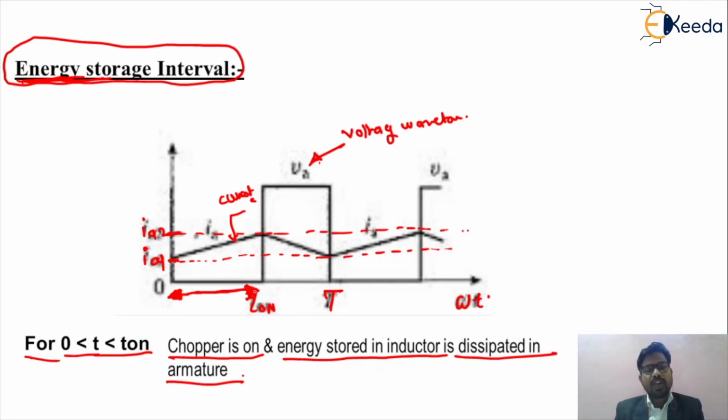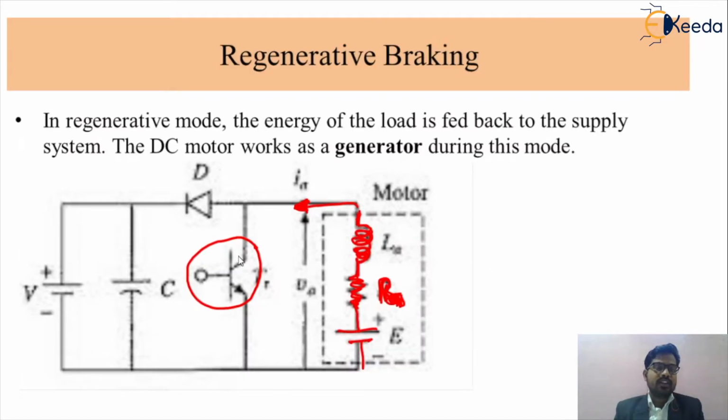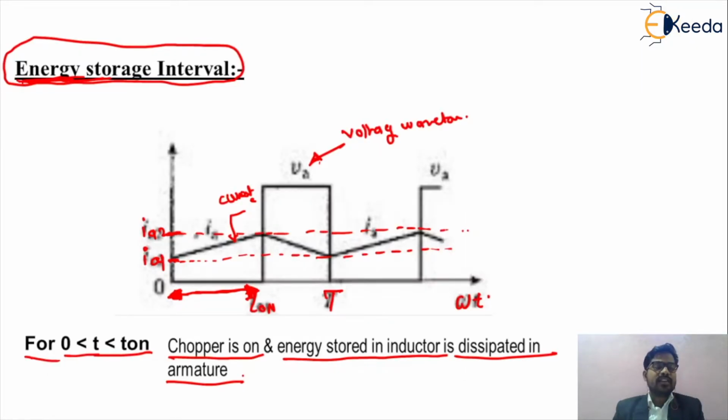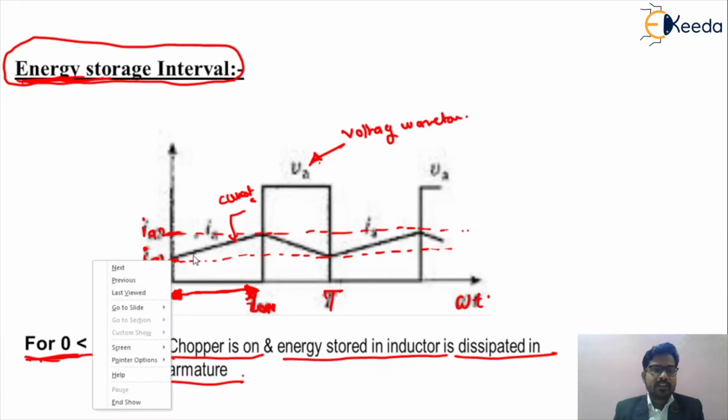In that particular period, the chopper circuit is in the on condition. When the chopper circuit is on, the energy stored in that inductor will be dissipated in its armature circuit. Armature circuit means the energy will be dissipated in the armature resistance. Such an interval is called the energy storage interval. In that interval, the period from 0 to t on, the value of armature current will be IA1.